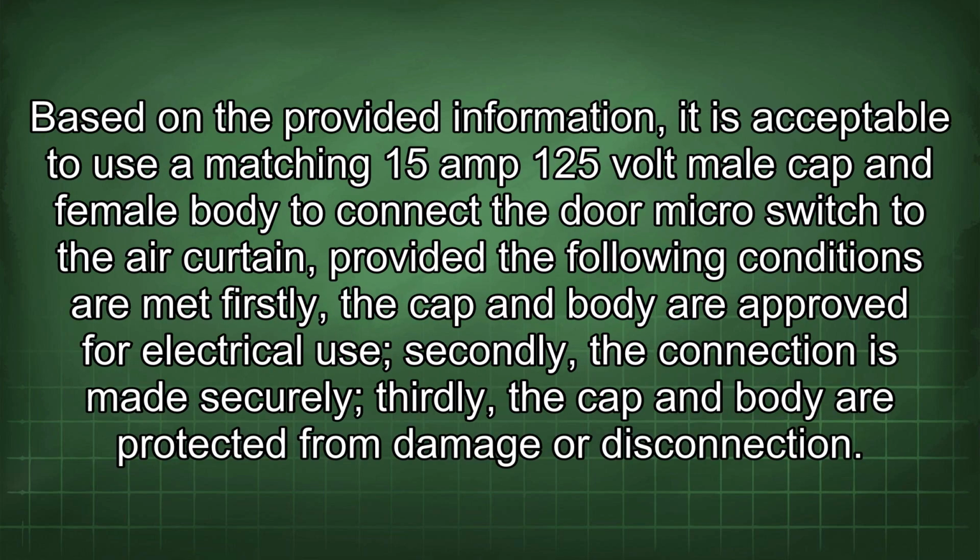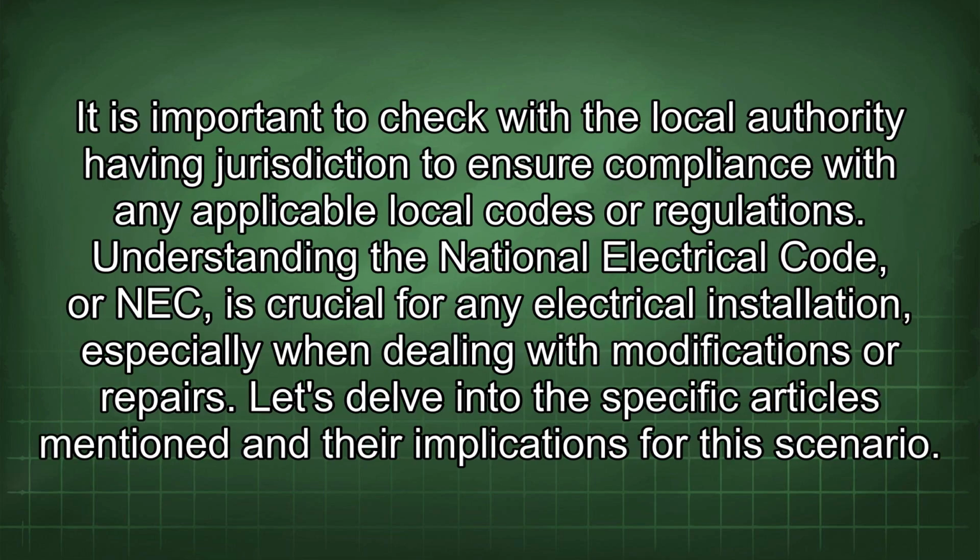Based on the provided information, it is acceptable to use a matching 15-amp 125-volt male cap and female body to connect the door micro switch to the air curtain, provided the following conditions are met. Firstly, the cap and body are approved for electrical use. Secondly, the connection is made securely. Thirdly, the cap and body are protected from damage or disconnection. It is important to check with the local authority having jurisdiction to ensure compliance with any applicable local codes or regulations.